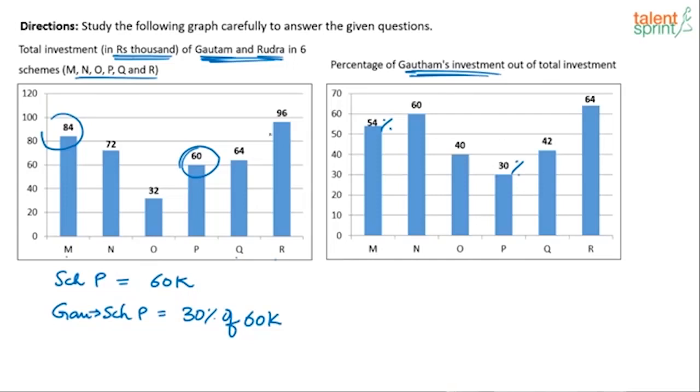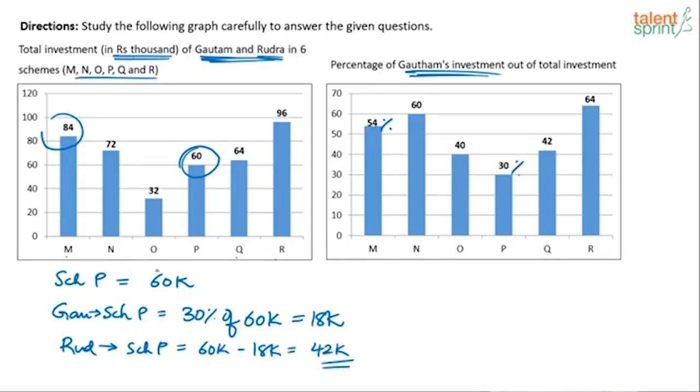Yes or no? Out of total investment, Gautam has given 30%. 30% of 60,000 is 18,000. Which means the remaining is the investment of the other guy, Rudra. Rudra's investment in scheme P will be 60,000 minus 18,000. You don't have to write all these steps, just understand.